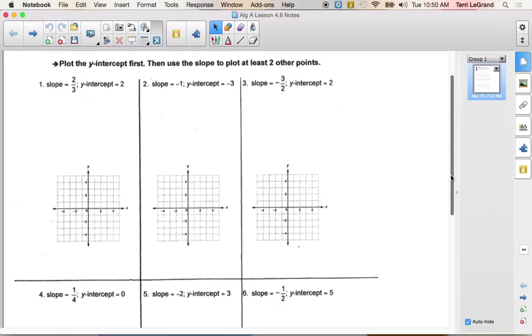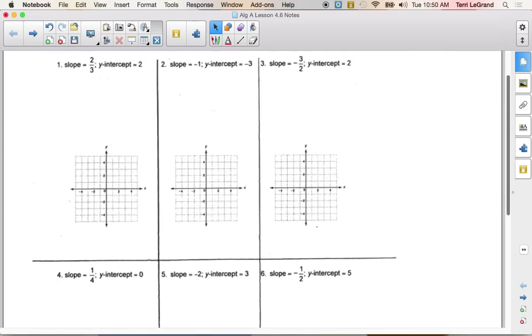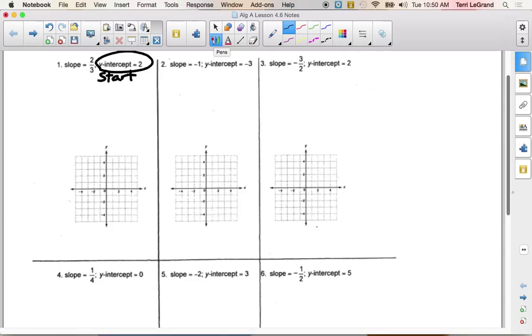So let's put that in our notes. This right here is our starting point. Would you put right below that, starting point? So there's our starting point.